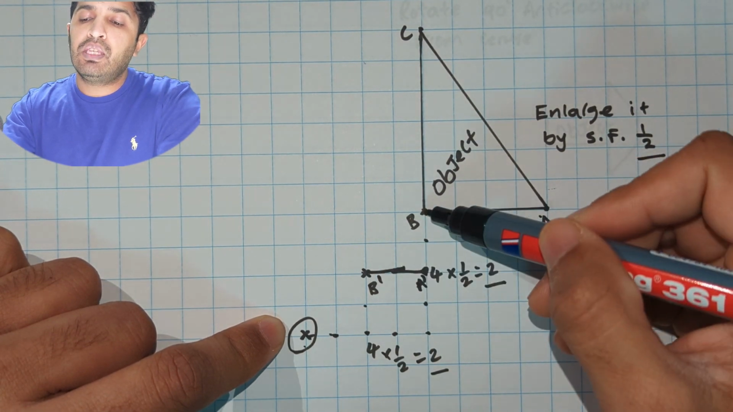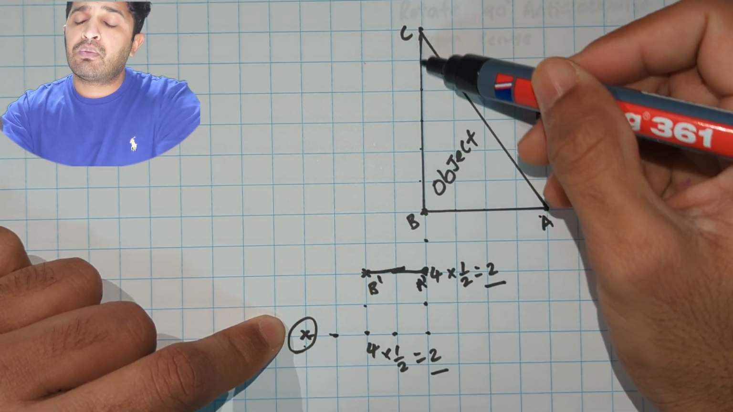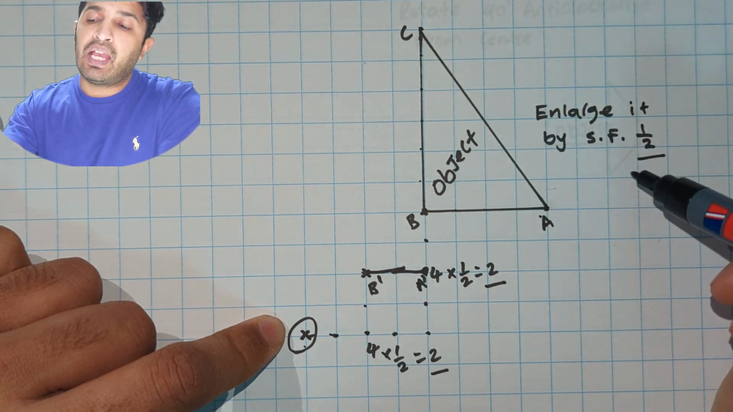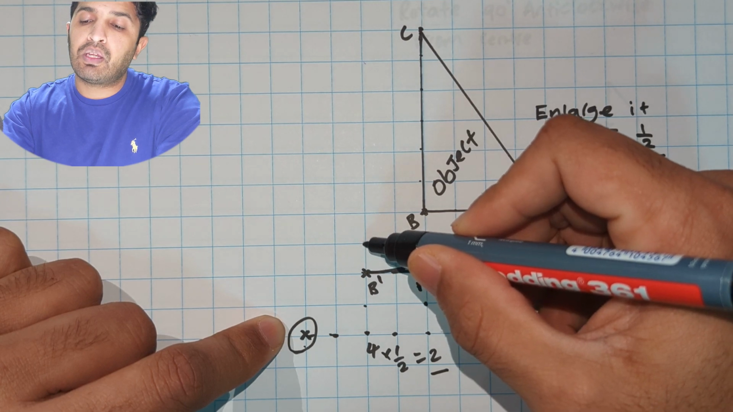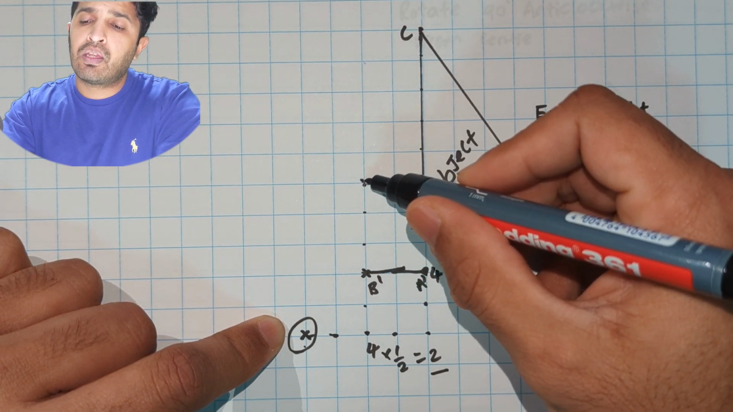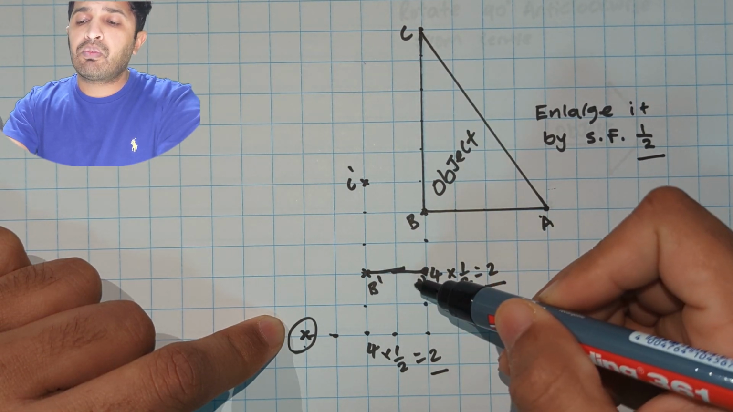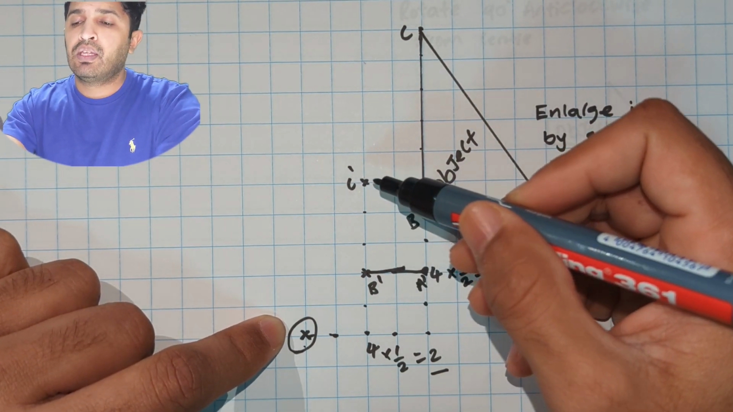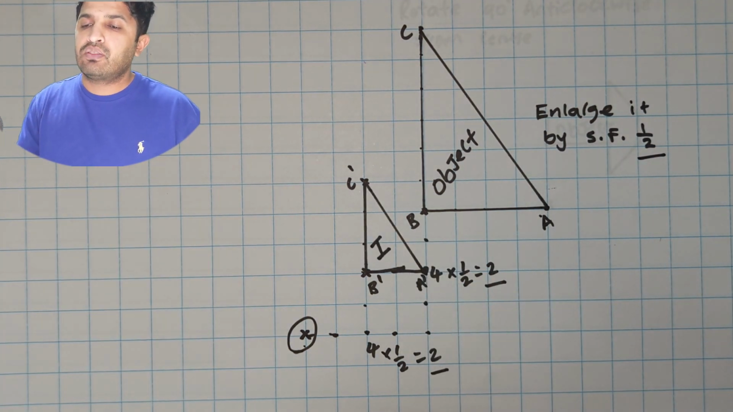And then from B to C, I'm going 1, 2, 3, 4, 5, and 6 up. So we half that distance. So we end up going only 3 up. 1, 2, and 3 up. And that would be your C prime. So once you found your A prime, B prime, and C prime, we can join them up. That's our image, and it's half the size of the object.